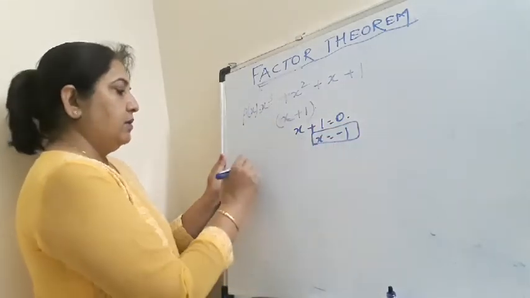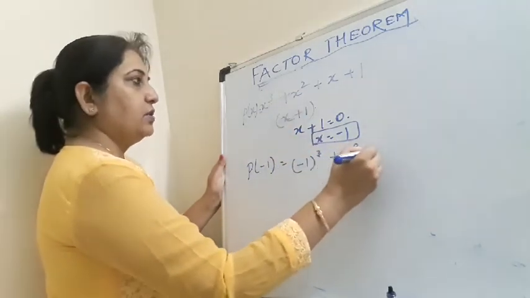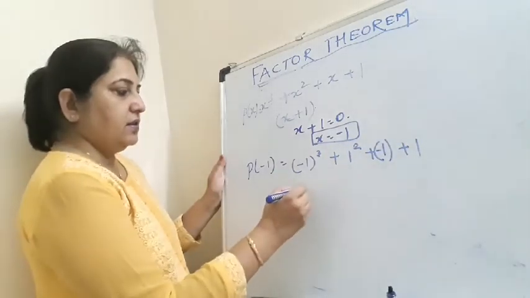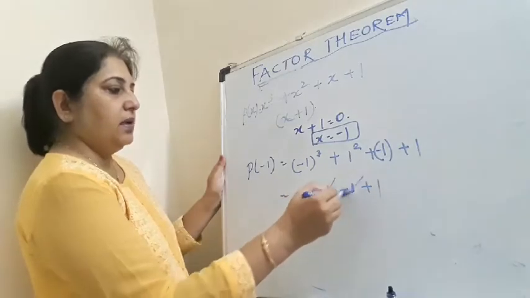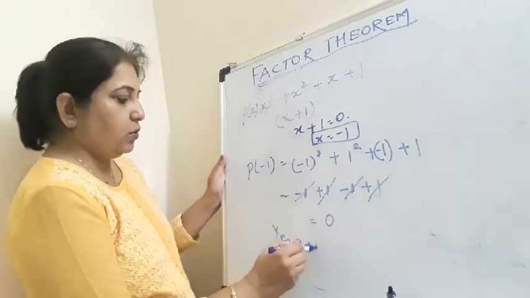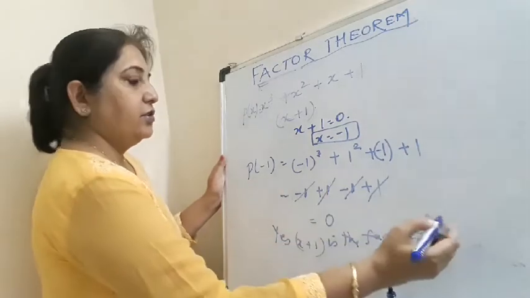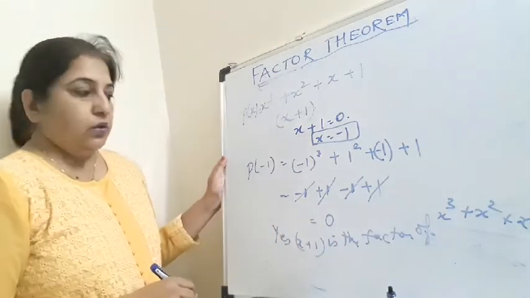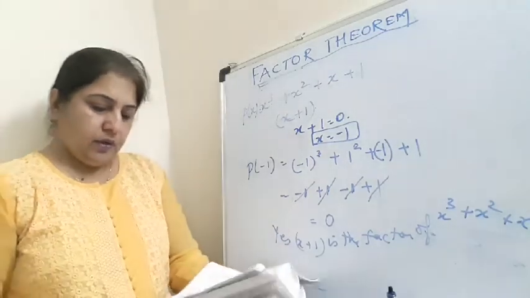Again substitute, p of minus 1, substitute this value here: (minus 1) cube plus (minus 1) square plus (minus 1) plus 1, right? So this is minus 1 plus 1 minus 1 plus 1. Minus 1 plus 1 minus 1 plus 1. What do we get? 0. So you will write yes, x plus 1 is the factor of what? x cube plus x square plus x plus 1. So this is how you have to solve the factor theorem questions.